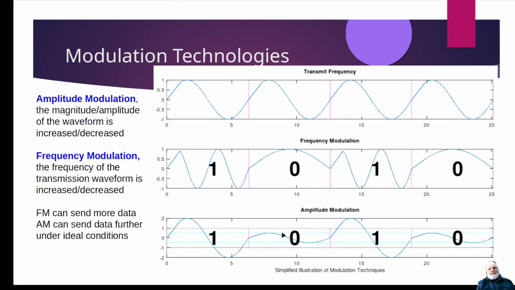We reduce the amplitude down to a half. And so in this way, we can clearly transmit a 1 or a 0 by looking at the intensity of the waveform.